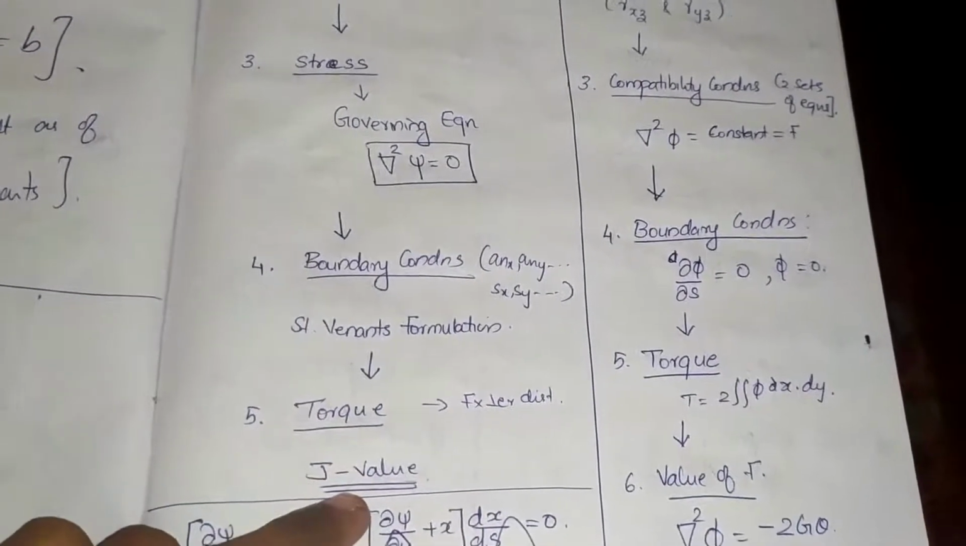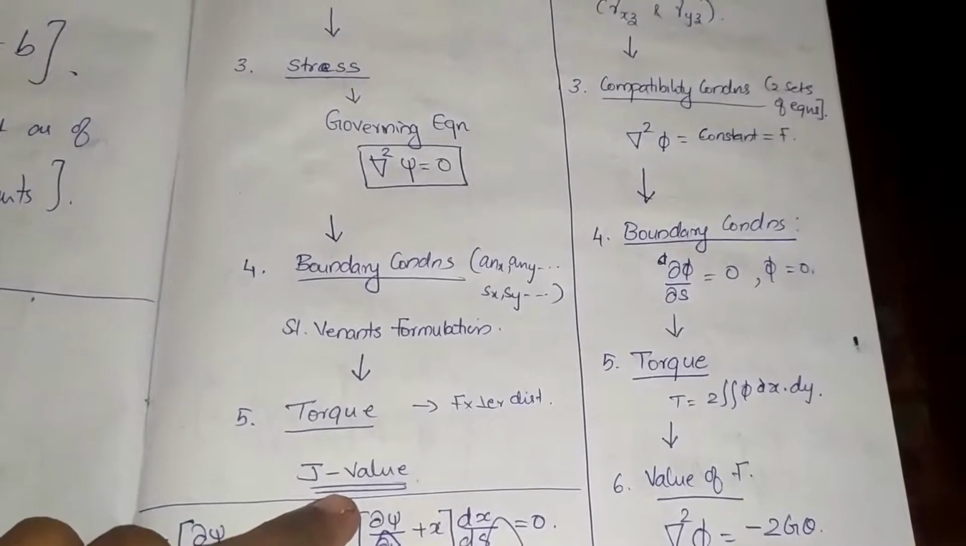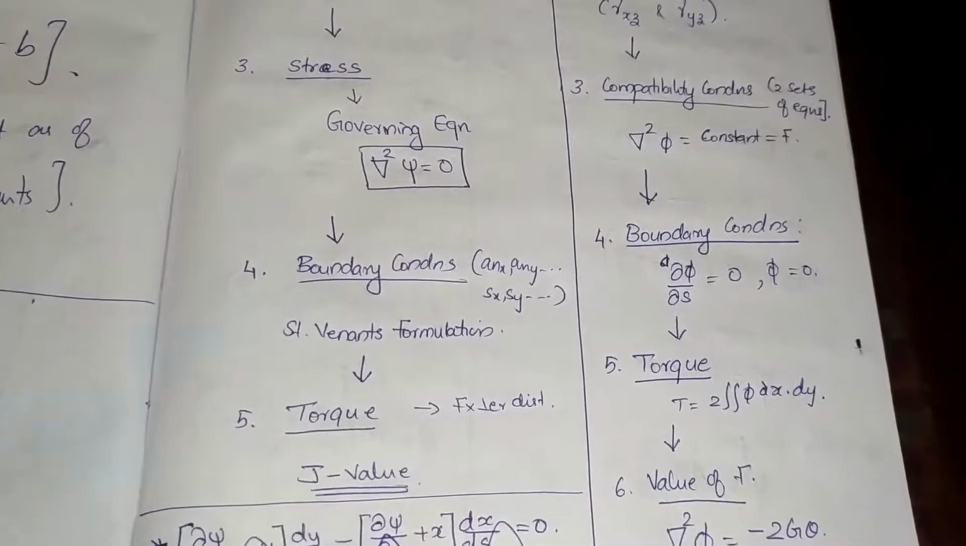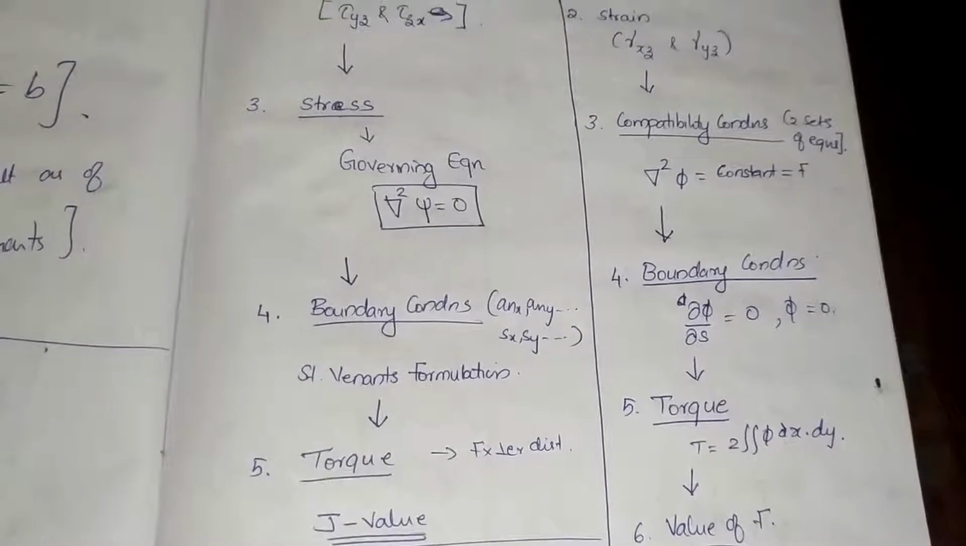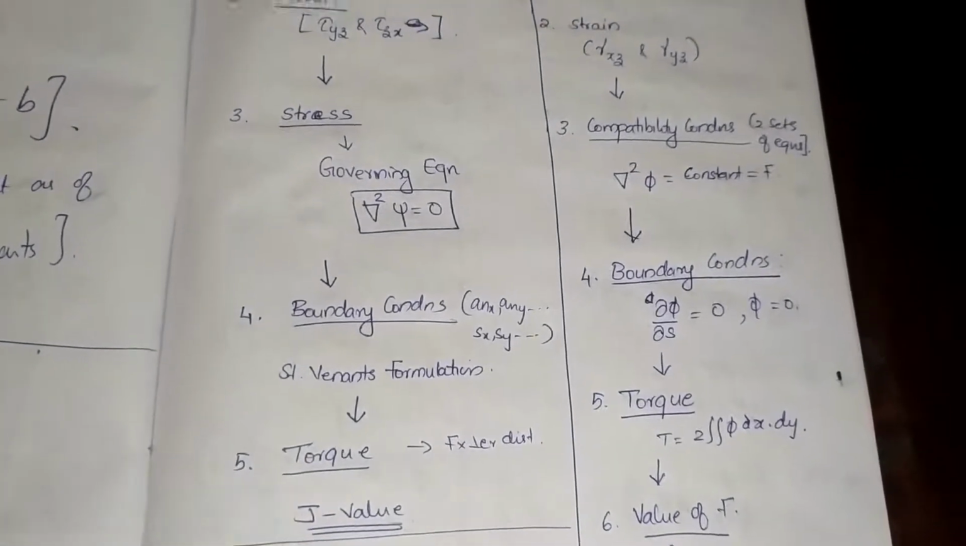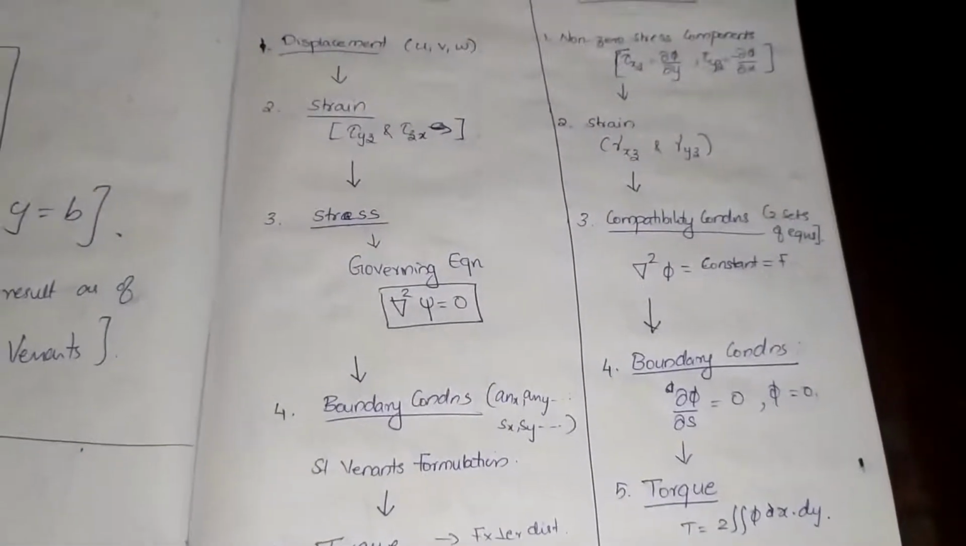and from there you will find the J integral value. G theta into J will be the final result, and from that J will be found. This is how Saint-Venant's method is derived.